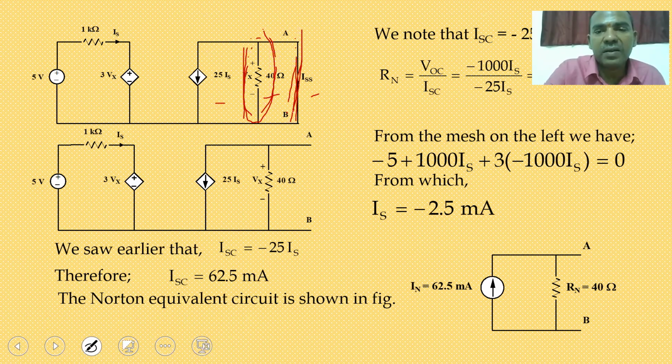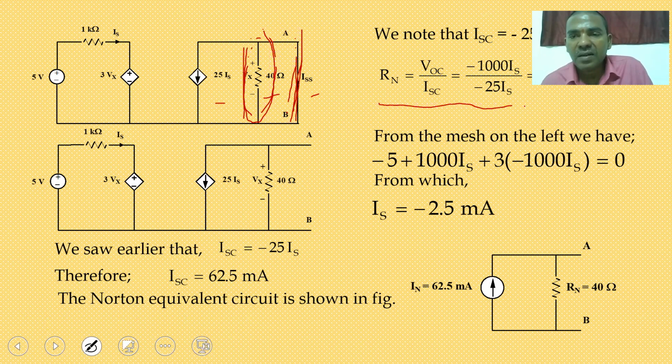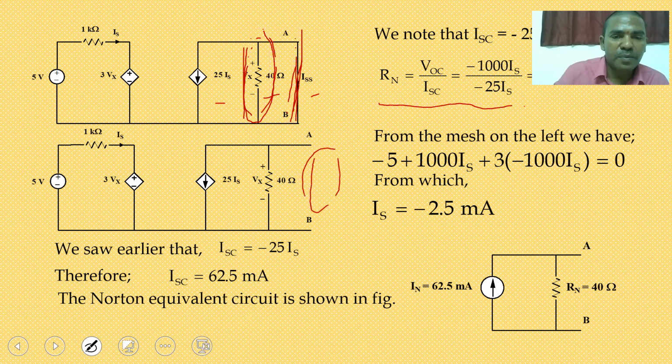So Rn is equal to VOC divided by ISC, which is minus 1000 Is divided by minus 25 Is. You can get 40 ohms. So next, for finding the Norton's current, wherever the load is there, you have to open circuit.